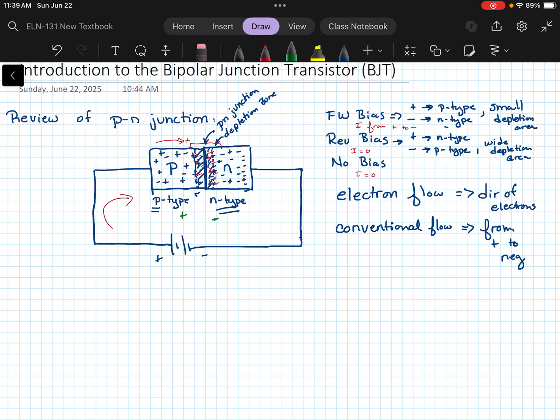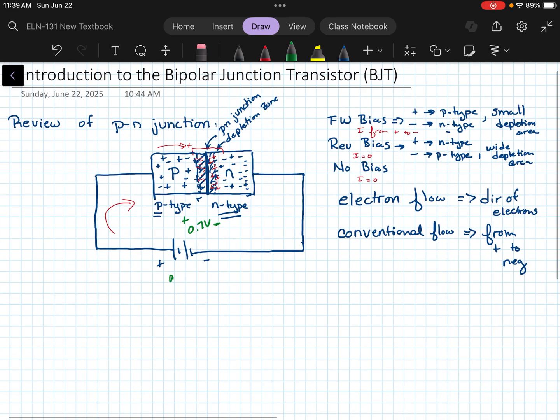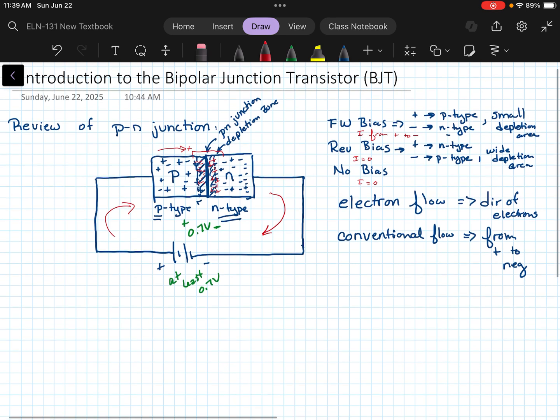For silicon, that barrier potential, is what we call it, is about 0.7 volts. So we need this to be at least 0.7 volts to turn on the diode, or to allow that current to flow from the positive back to the negative. Okay, so that's the diode and the PN junction that we've talked about.